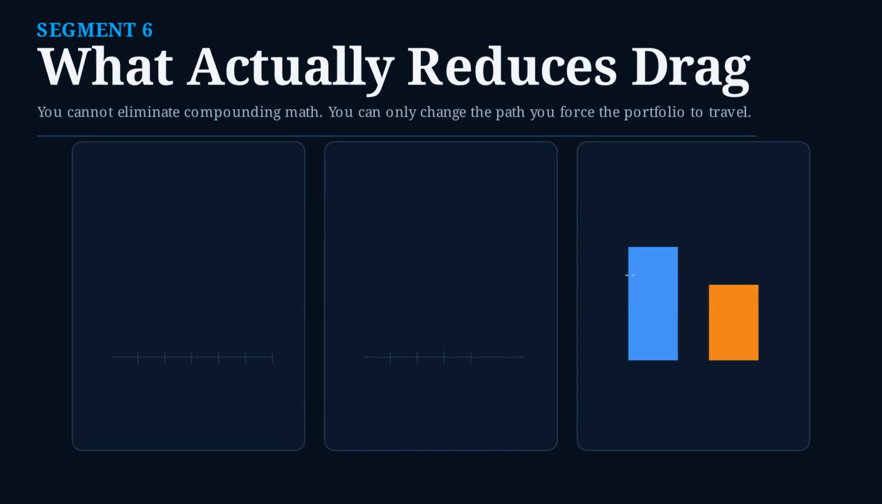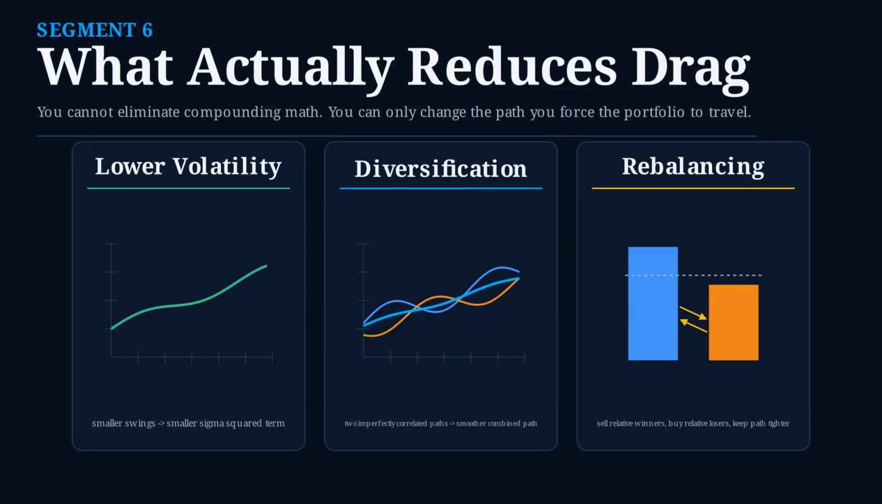Volatility drag cannot be eliminated, but it can be reduced. The first lever is lower volatility. Smaller swings mean a smaller sigma squared term, though the trade-off is often a lower arithmetic return. The second lever is diversification. When you combine assets that do not move together, the portfolio path becomes smoother than the weighted average of the components. That can reduce drag without cutting expected return, 1 for 1.